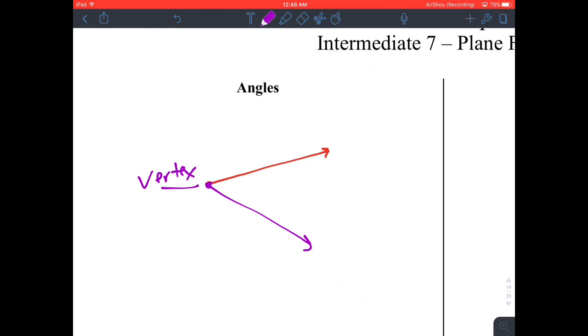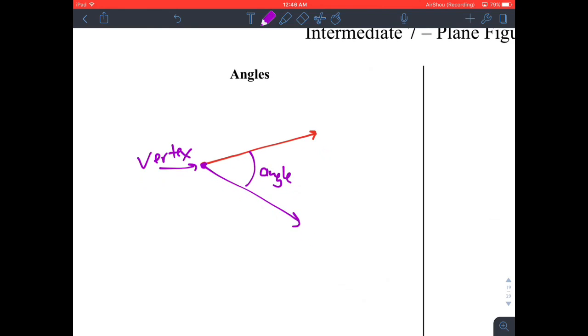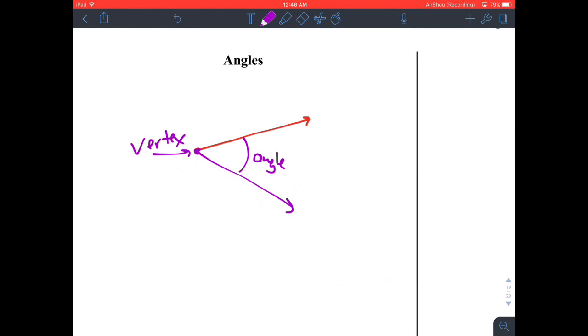It's this little guy right here. This here is the angle. And in this case, it's made up of these two rays. Got a red ray, you got a purple ray. Angles are measured in degrees, and they're also measured in radians. We won't get into radians at this point.